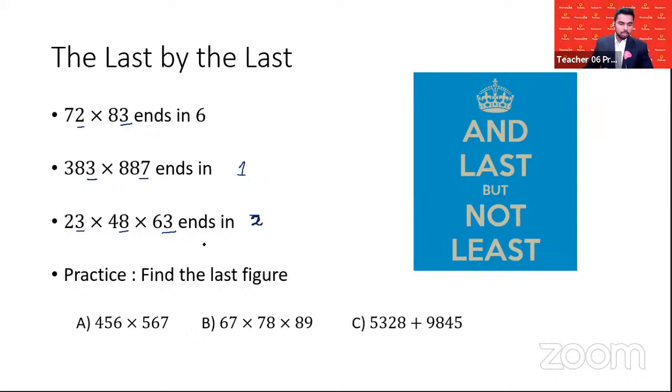Now you can just practice some of this. I'll just do the addition one. How to do the last digit of addition, that is also direct. You take the last digit in each of these places. 8 plus 5, which is going to be 13. So the last digit is going to be 3.